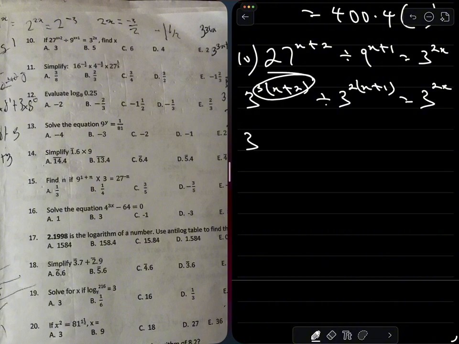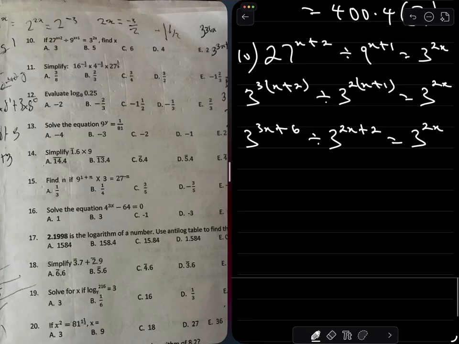3 raised to power, open the bracket here. What do you have? 3x plus 6, divided by 3 raised to power, open the bracket here, 2x plus 2, equals 3 raised to power 2x. Beautiful. 3 raised to power 2x.